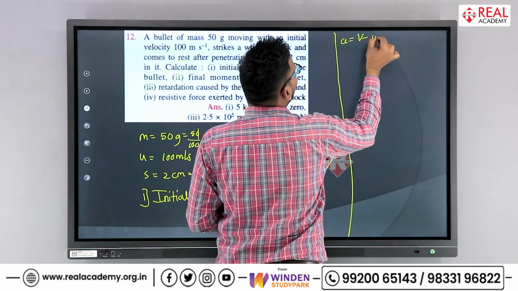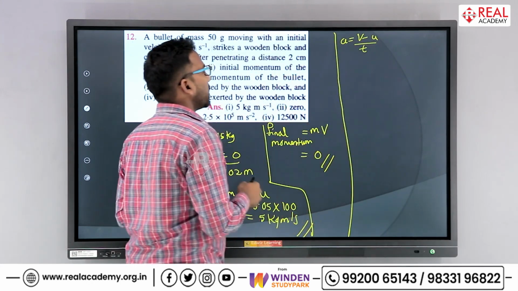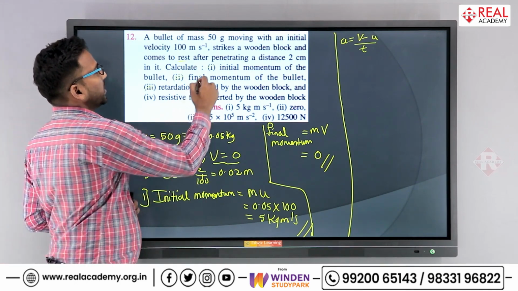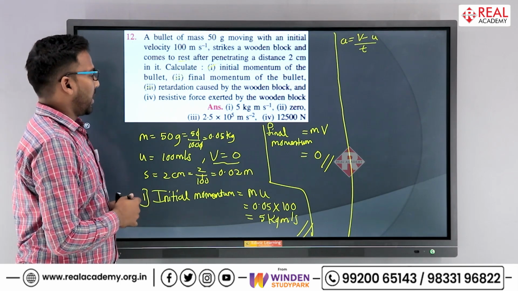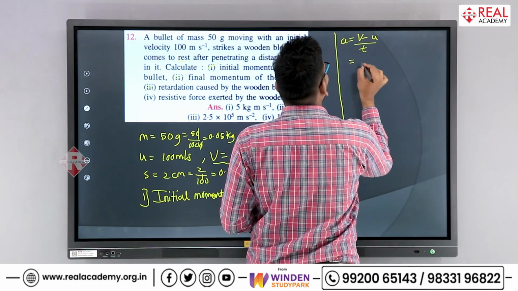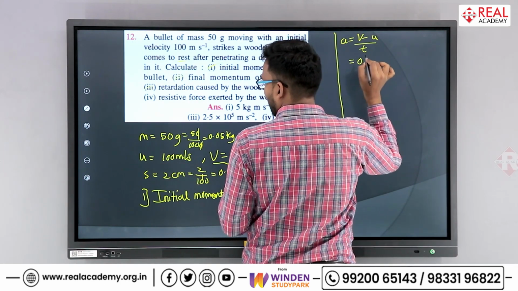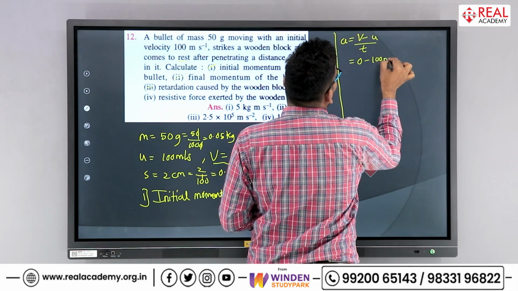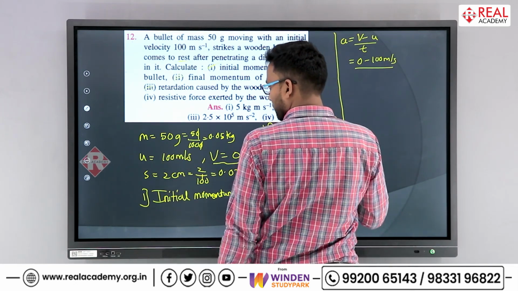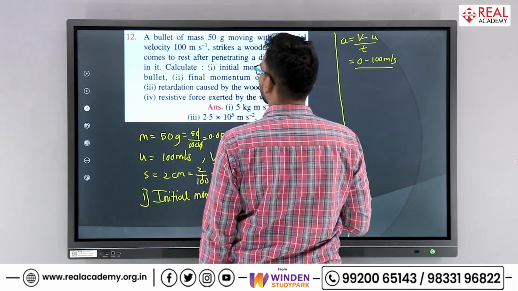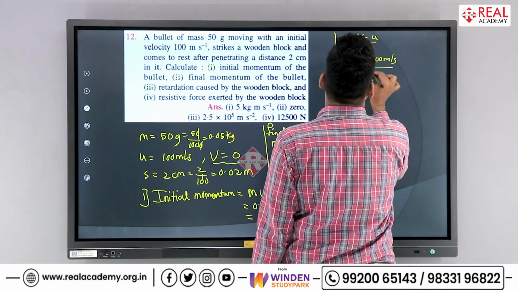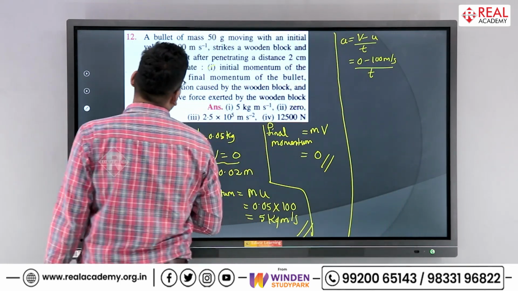A is equal to V minus U by T. What is final velocity? Final velocity is 0. Initial velocity is 100 meter per second, upon T. Time is for... they haven't given time. Okay, they haven't given time.